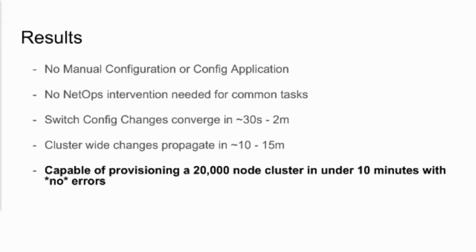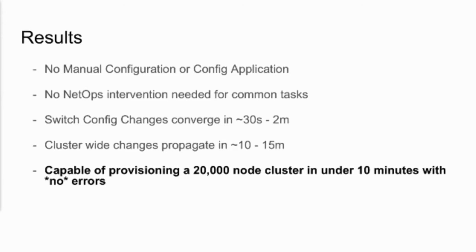So let's talk a little bit about the results of running the system on our network. At this point, engineers aren't involved at any point in config gen or config deployment. They don't have to touch that at all. A lot of the common tasks can be handled by our systems engineers. They don't need NetOps intervention, so we can save our NetOps engineers for more important tasks. These switch config changes typically converge in about 30 seconds to 2 minutes, usually closer to 30 seconds. This is pretty rapid.